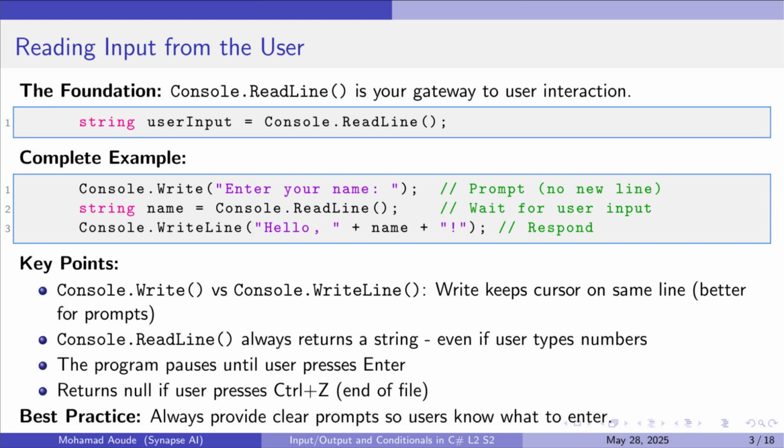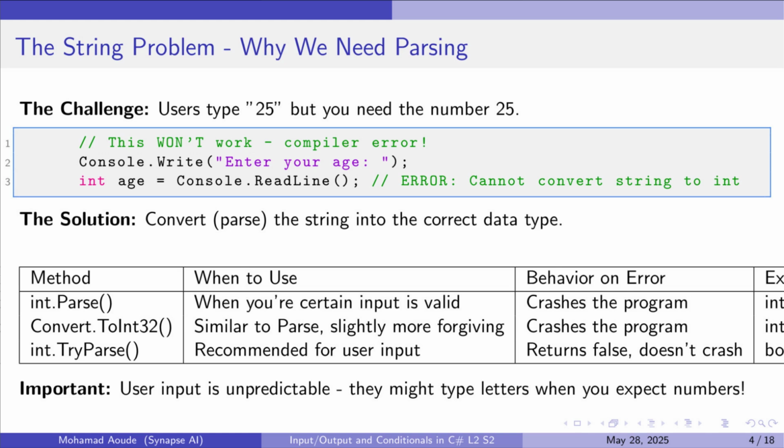We start with Console.ReadLine, which pauses execution until the user presses enter and then returns whatever they typed as text. Use Console.Write to prompt on the same line, and Console.WriteLine if you want to move to the next line after the prompt. Remember, ReadLine always returns a string even if you type numbers. If the user types 25, it's still text, not a number. You cannot assign that directly to a numeric variable.